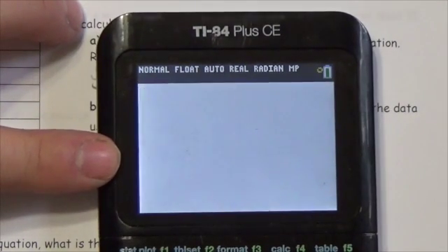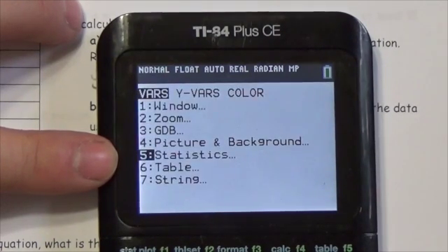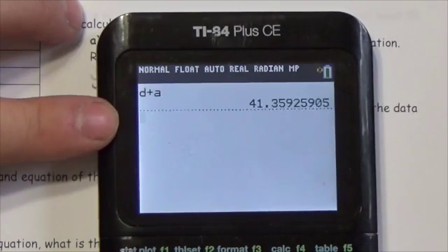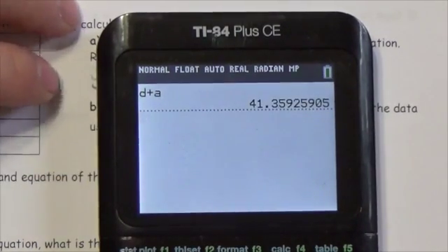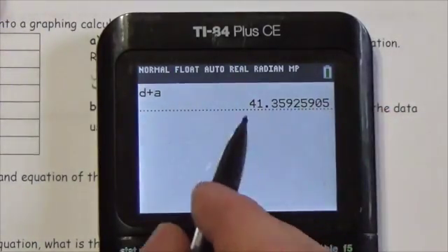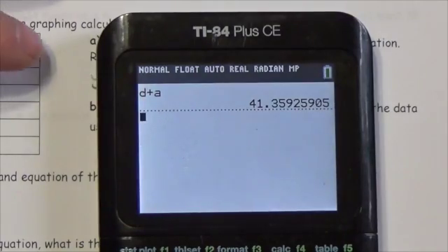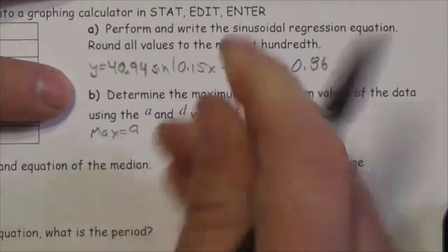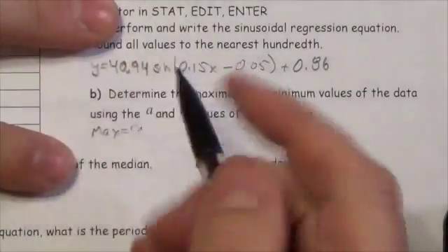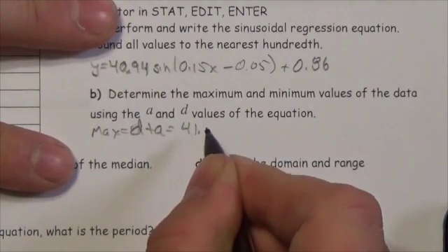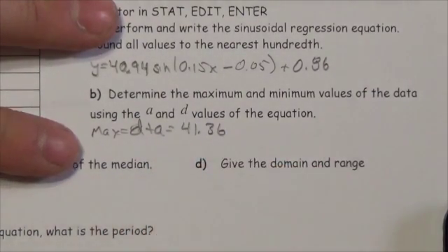There's my D. And I'm going to add to that. I'm going to go back into vars, down to statistics, EQA. And when I press enter, the calculator puts those two together. Now it puts the two together without rounding them first. So my answer here is as close as I can get. So that's going to be D plus A is my max. And the answer in this case to the nearest hundredth was 41.36.